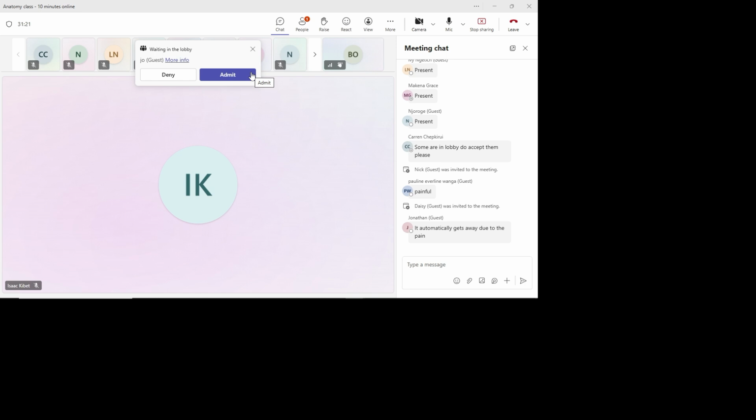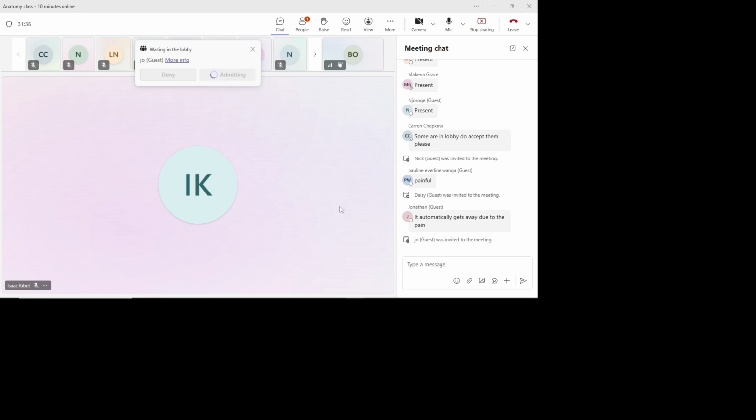I can see Joe is in the lobby, so let me admit him. Joe, welcome. So what are the major functions of the nervous system? What have you found from the internet? You can type on the chat. I'm trying to admit some trainees here. As I'm admitting some trainees who are late, let me see what you're typing on the chat.